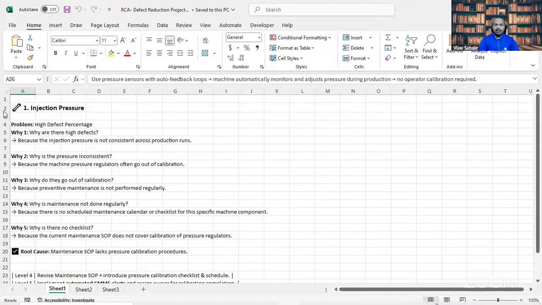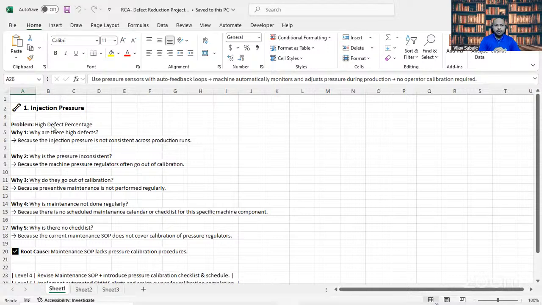Just look at this here. Injection pressure is one of the significant causes we identified. The problem is that because of that we have a higher defect percentage. We've seen that, it's 6.15. So we can ask the question: why are there high defects? We identified that the injection pressure is not consistent across production runs. We also saw that in the run chart and the box plot, right? So there is inconsistent injection pressure, and because of that we have a higher defect percentage.